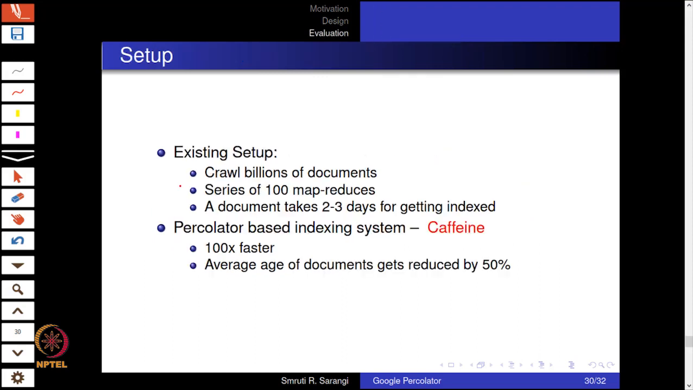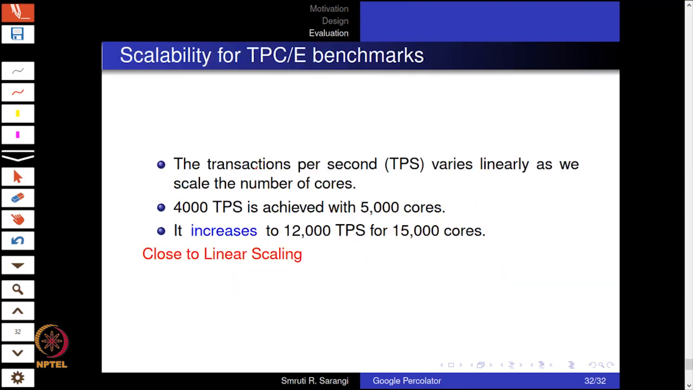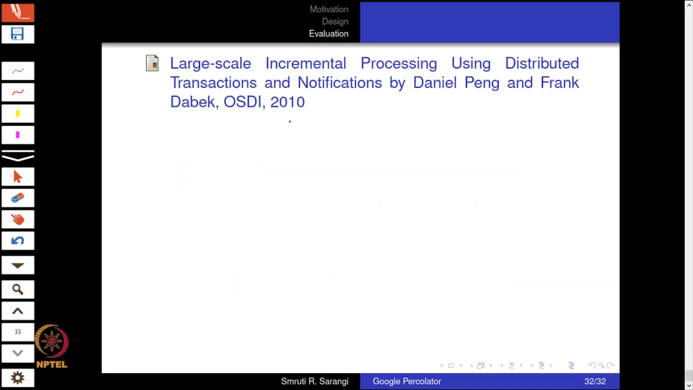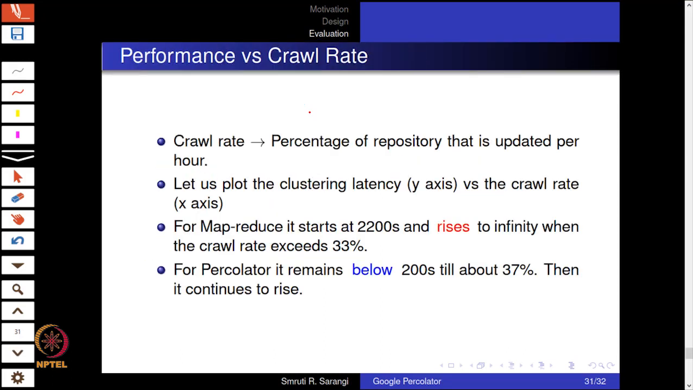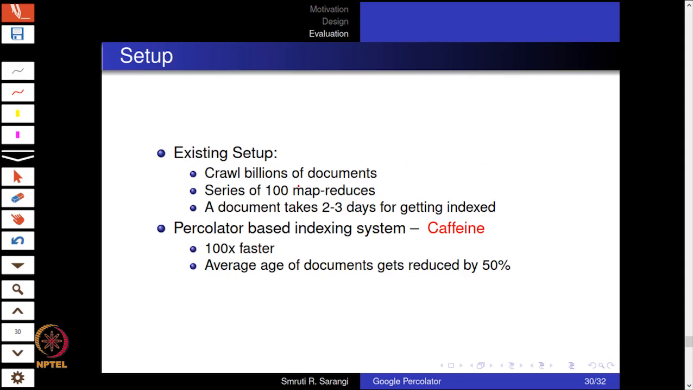So the setup was that we crawl billions of documents. If you go to the Percolator paper, it was published in 2010. So most of the results shown over here roughly predate 2010, so I would say maybe 2009. And in 2009 also the web was massive. We had billions of documents.